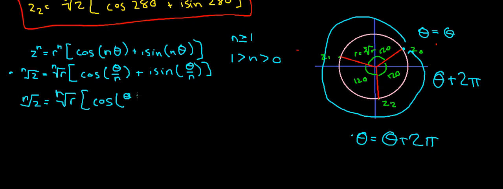So I don't mean replace theta with 2 pi, I mean replace theta with theta plus 2 pi. And I'll get to the k in just 1 second.